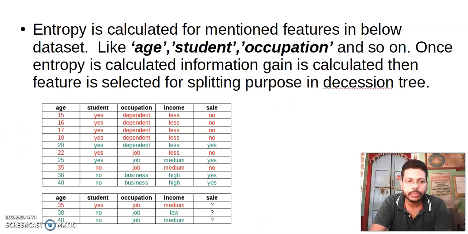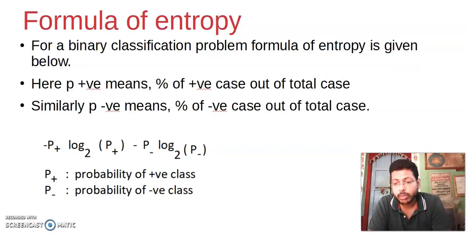Let's see the screen. How the entropy is calculated, that is the most important thing here. The formula of the entropy for binary classification is given below. The entropy formula is minus P positive log base 2 of P positive minus P negative log base 2 of P negative. What is P positive and P negative? Probability of the positive class and probability of the negative class. P positive means the percentage of positive cases out of total cases. Suppose there are 10 records, and out of 10 records there are 7 records which are positive. So P positive will be 7 by 10. And if 3 cases are negative, P negative will be 3 by 10. If the calculation is put in this formula, then entropy can be found.